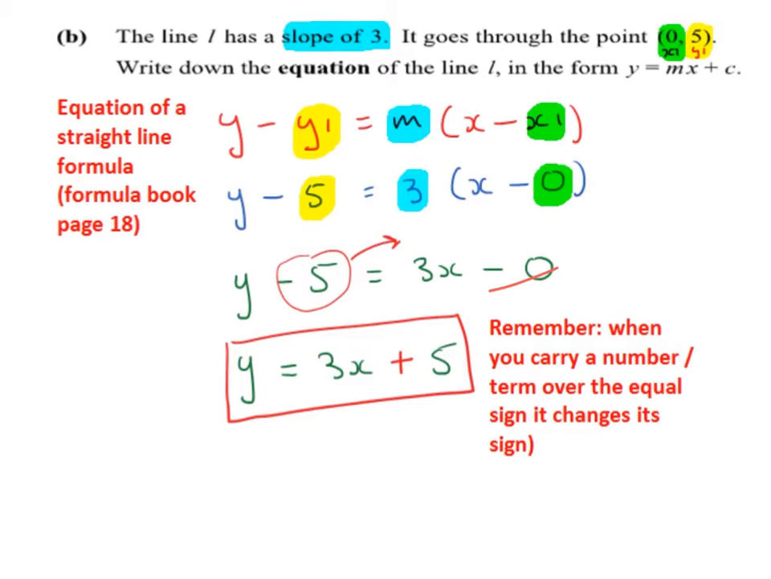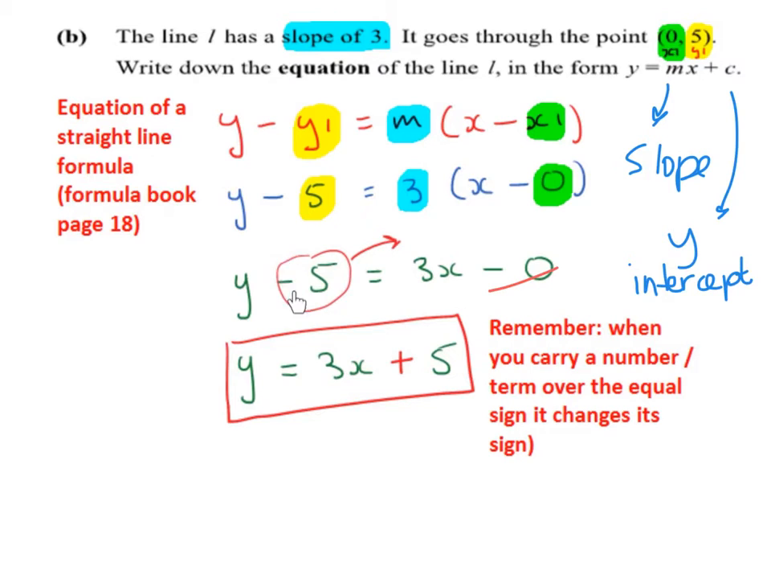Now we were told in the question we want our answer in the form of y equals mx plus c. So the m represents the slope, and the c represents the y-intercept. Now the y-intercept is the point at which our graph would cross the y-axis. So basically what this means is we just want the y on the left of the equal sign and everything else on the right of the equal sign. So at the moment we have the y on the left, we have the 3x on the right, that's the slope, the 3x represents the slope.